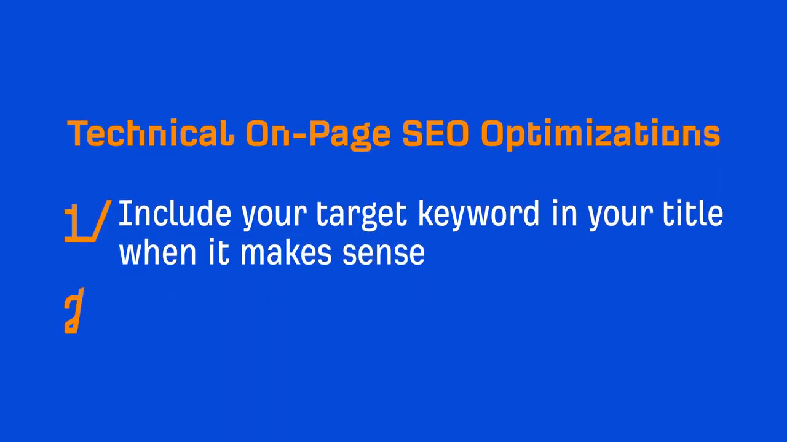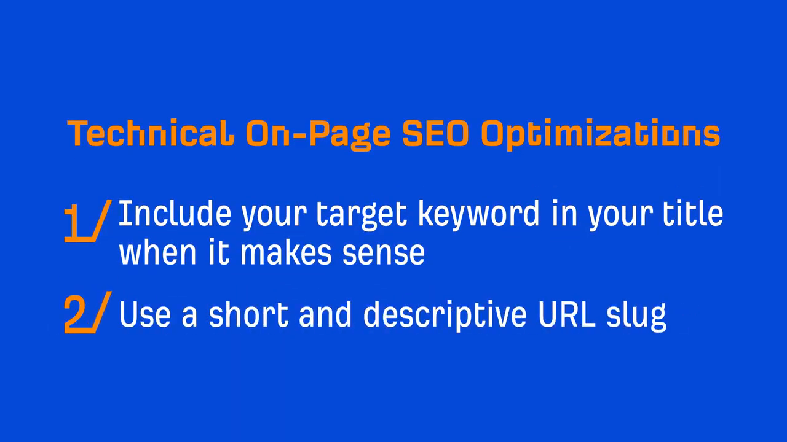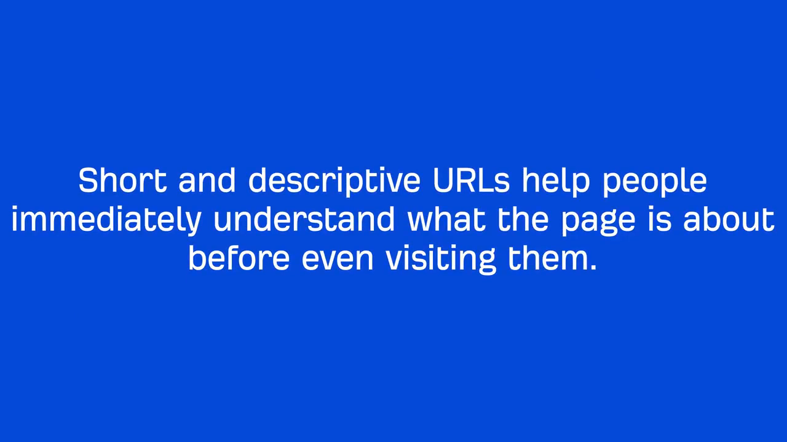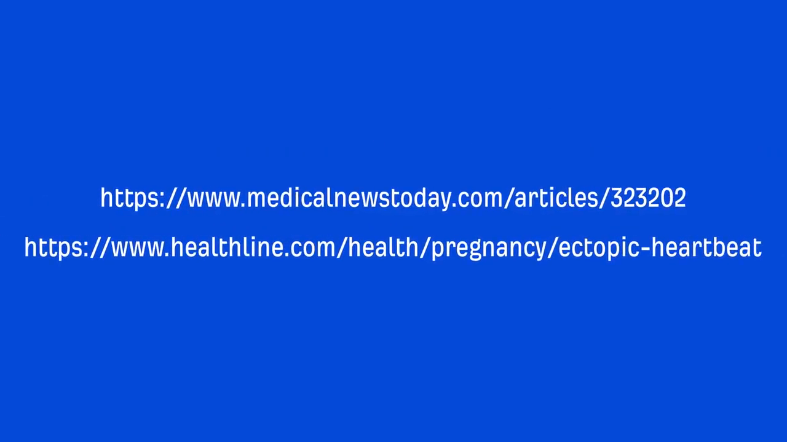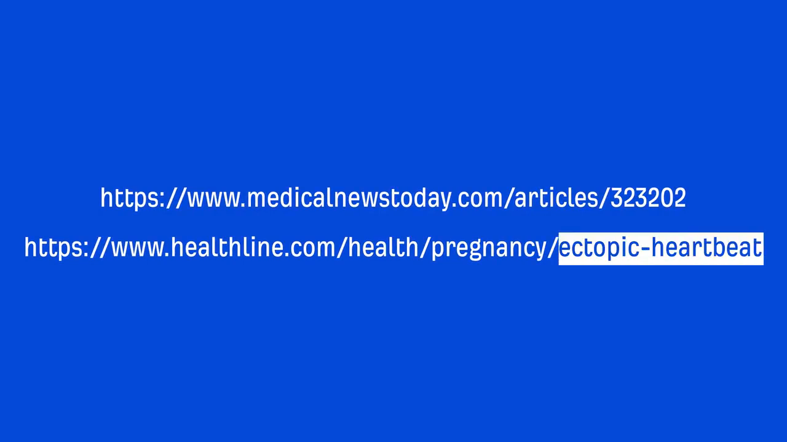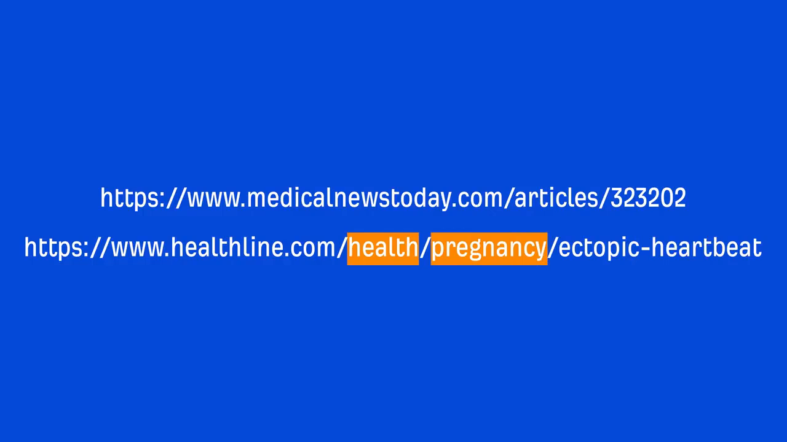The next thing you can do is to use a short and descriptive URL slug. Short and descriptive URLs help people immediately understand what the page is about before even visiting them. Just look at these 2 URLs. They're on the exact same topic, but one is much more descriptive than the other. This part of the URL is called the slug, and the easiest way to choose your slug is to use your target keyword where spaces will be replaced with hyphens. Again, you should only do this when it makes sense, so you don't need to worry about forcing it. Now, if you're wondering if you should use subfolders to describe categories, that's entirely up to you.